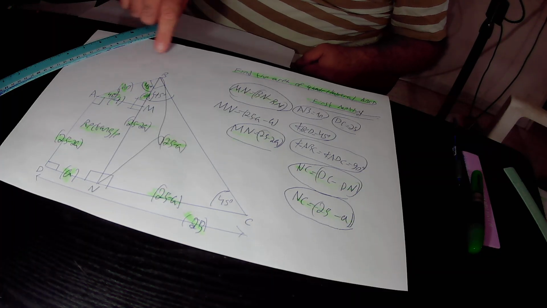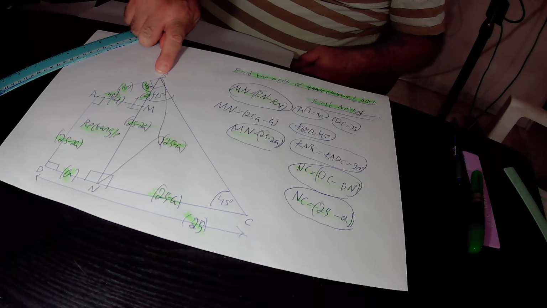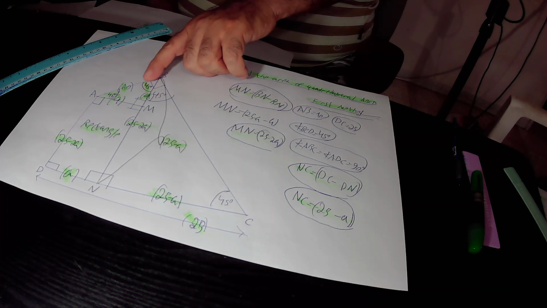This is the right angle ABC. The right angle ABC equals 90 degrees in its size. So the right angle ABC, that is 90 degrees, minus this one angle, that is angle NBC, which is equal to 45 degrees in its size, must be equal to the size of this missing angle.